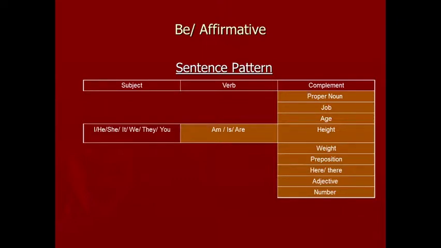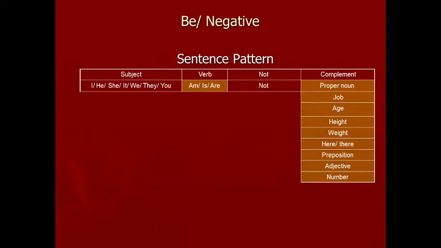So, you get the idea. Now, let's move on to the negative. The sentence pattern is obviously the same, subject and verb, but we're going to add the negative part, not, okay? So, I am, because I always goes with am, not. Let's say, for example, I'm not 17, so I am not 17. I am not here. I am not there. Okay, so now you get the idea.